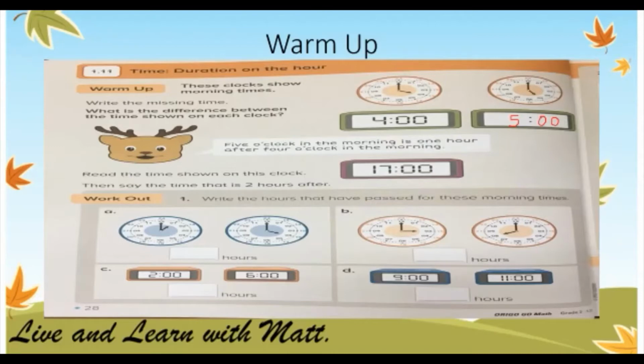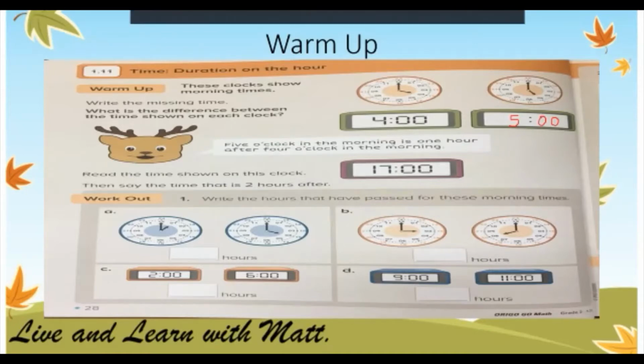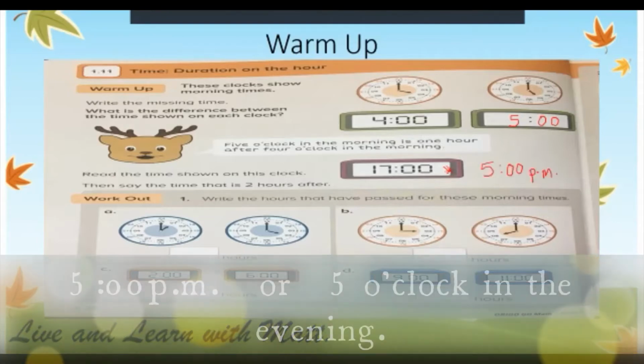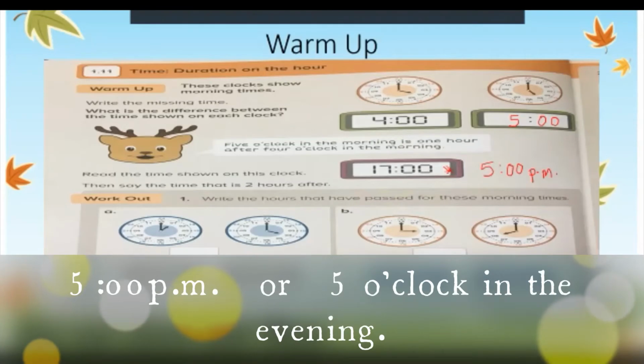Next, read the time shown on this clock. How do you read this time? How do you read it? 5 p.m., that's correct. We read it as 5 p.m. or 5 o'clock in the evening.